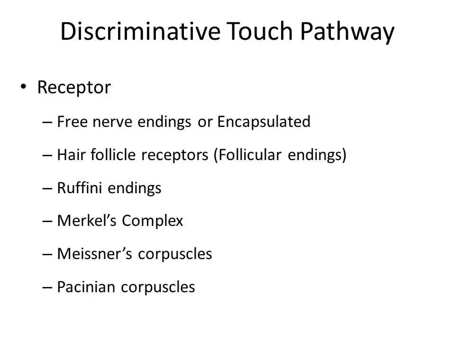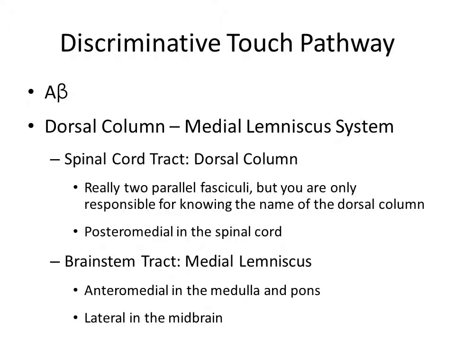Some of these receptors are free nerve endings and some are encapsulated. They include the hair follicle receptors, Ruffini endings, Merkel's complex, Meissner's corpuscles, and Pacinian corpuscles. The first order afferent used in the discriminative touch pathway is an A beta. Therefore, discriminative touch uses our largest, most heavily myelinated, and fastest first order afferents.